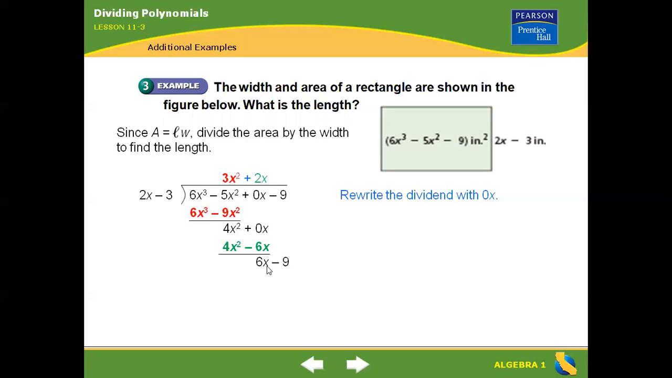You can see here, 6x is the first term. Okay, 6x divided by the first term of your divisor, that would be 3. So place that above negative 9. Then multiply 3 times 2x, that is 6x. 3 times negative 3, that is negative 9. And then subtract, you will have 0. The remainder is 0. So therefore, the length of the rectangle is 3x squared plus 2x plus 3 inches. Okay? So this is the length, and the width is 2x minus 3. When you multiply these, that is equal to the area of the rectangle.